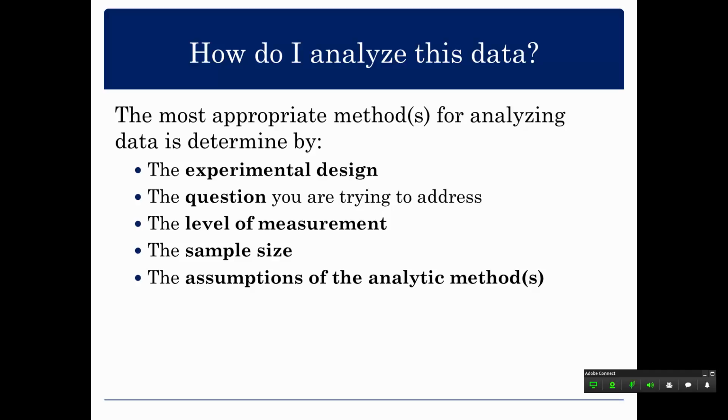So getting away from the verbose bulleted points, I'm giving it to you here in terms of statistical or research terminology. The design of the experiment is the context. The question, which is the hypothesis, or the feature of a population you're trying to estimate. The level of measurement dictates the amount of information in a data point. The sample size and the assumptions of the method, like the t-test or regression.